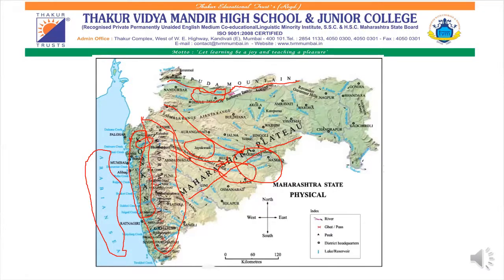Question number 12 is, name the important ghats in the Sahyadri mountain. There are many, we can write a few. Amboli, Bor, Thal, Fonda, Amba Ghat. These are a few names of ghats in the Sahyadri mountain. So this way students, we can study the map and we can give the answers of the map.